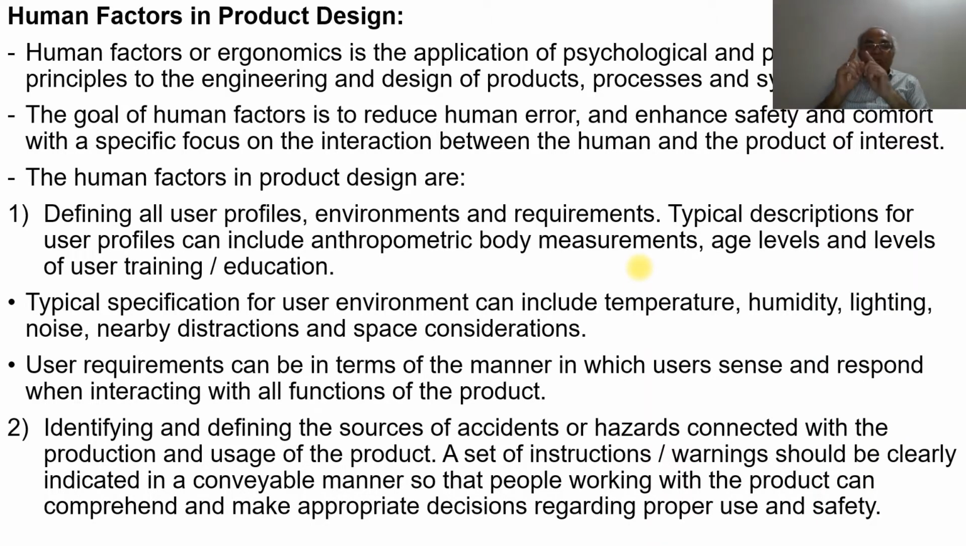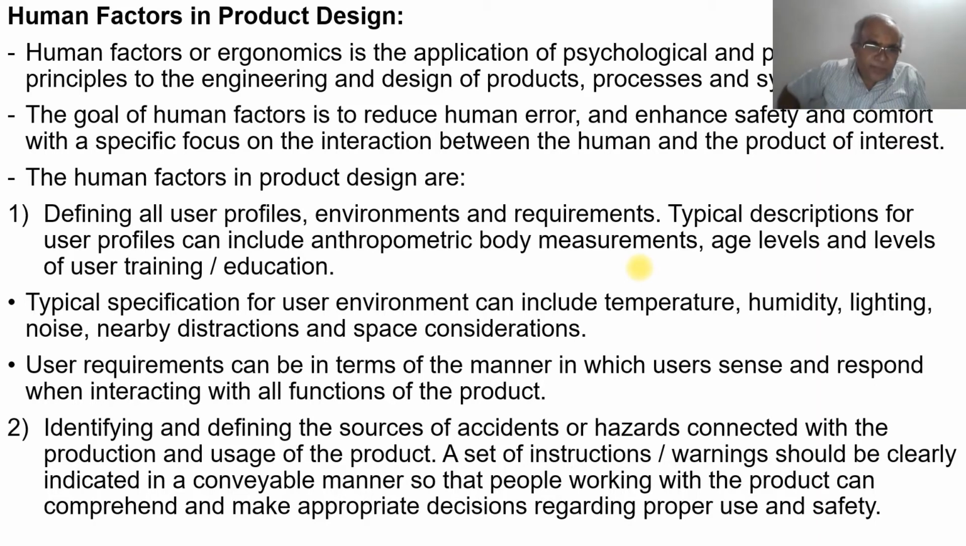Typical specification for user environment can include temperature, that is, the temperature at which you are working in the organization, humidity level, and lighting, whether proper lighting is available in the organization. Noise, is there any heavy noise? Nearby distractions, is there any distraction? And space considerations, whether you have sufficient space or not. User requirements, what is that? User requirements can be in terms of the manner in which users sense and respond when interacting with all functions of the products.